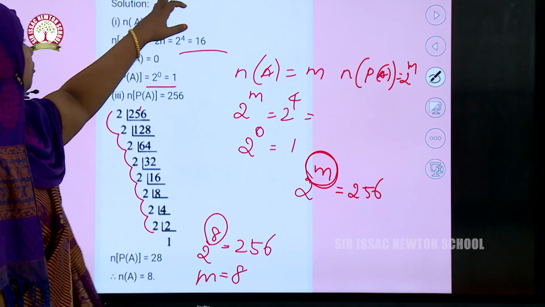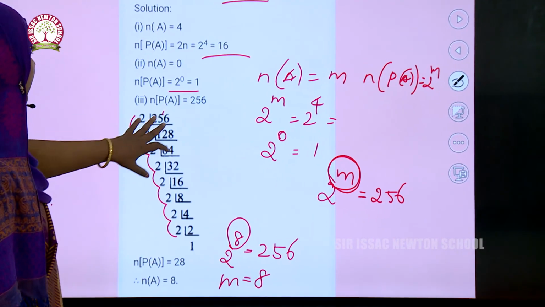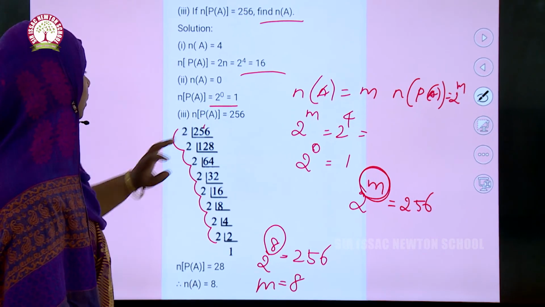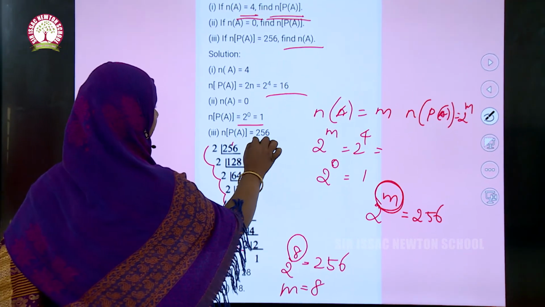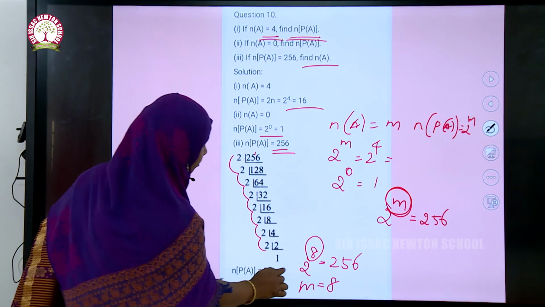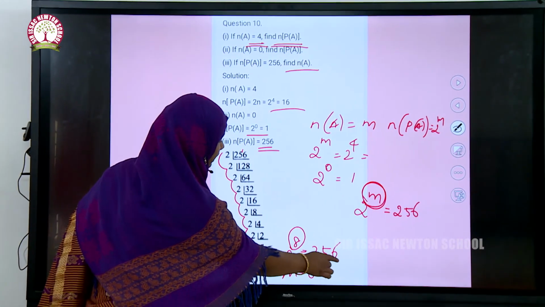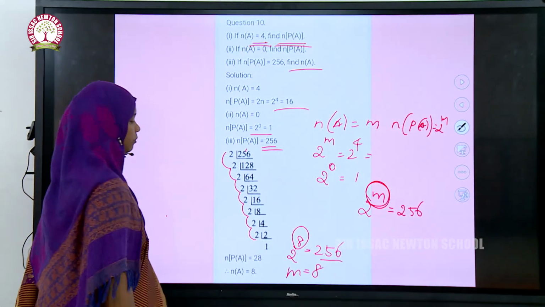So if n of P of A is given, we have to find n of A. Factorize and find how many times. 2 power 8 times we get 256. Therefore the m value is 8.